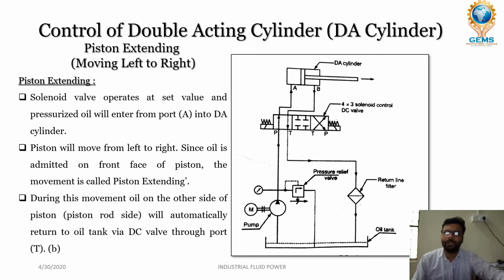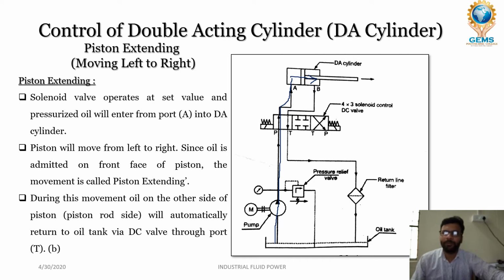Now we are going to see about the piston extending, that is from the actuated position moving left to right. When the solenoid valve operates at set value, pressurized oil will enter from port A into DA cylinder. When the solenoid valve is operated and the pump operates, the oil will flow from P to A, so that it moves the piston from left to right. The piston will move from left to right since oil is admitted on the front face of the piston.